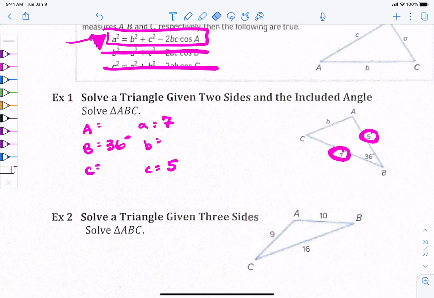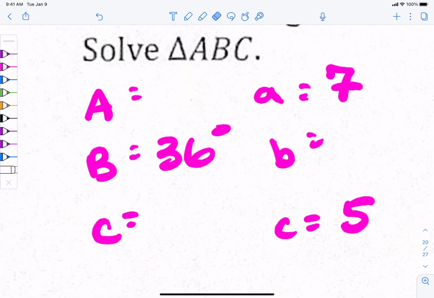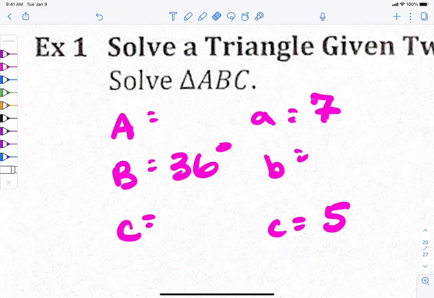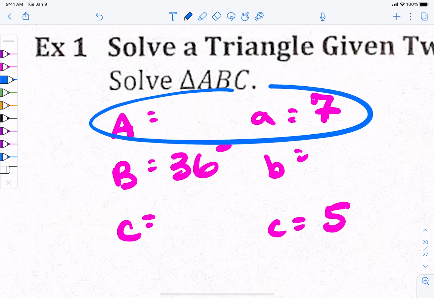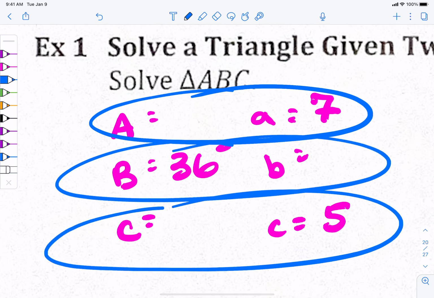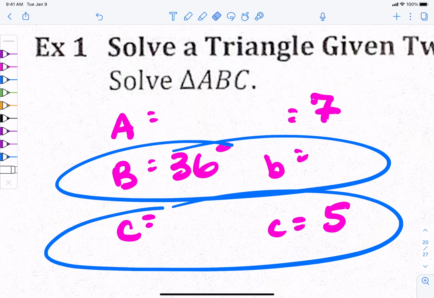Now take a look at what we're given. Looking at this chart right here, this is how I know I can't use the law of sines, right? Sine of something over something, sine of something over something. I have to know either both A's, both B's, or both C's. I don't know any of them where I have them both, right? So that's how I know I can't use the law of sines. Does that make sense?